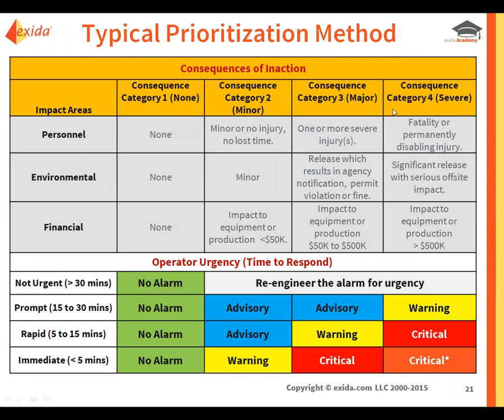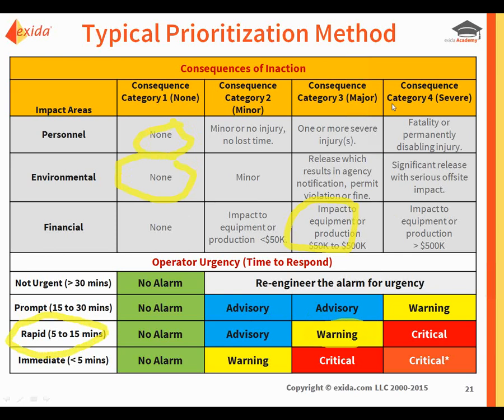So for a given alarm, we would assess the potential consequences in the area of personnel, environmental, and financial. We would take the worst case consequence from that. Perhaps it would be a financial consequence. Maybe there's no environmental and no personnel impact. We would couple that with an estimate of how much time the operator has to respond. Let's say 5 to 15 minutes. And the combination of those two dictates what the priority should be.